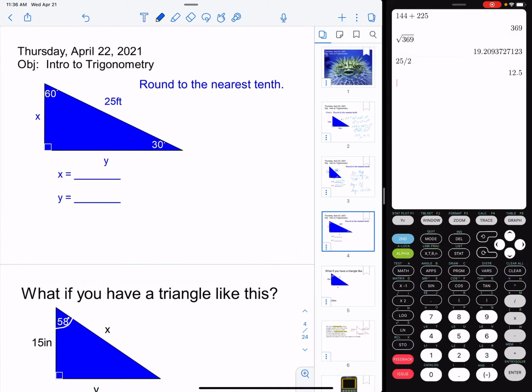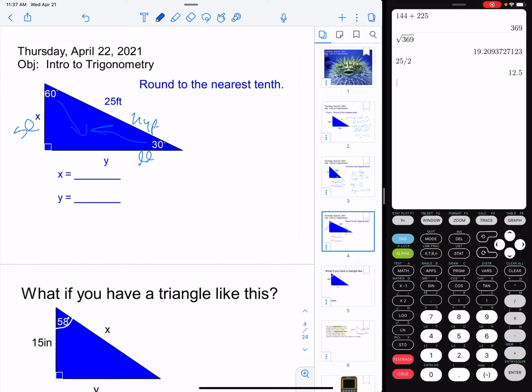Now, we also talked about a 30-60-90. I'm not going to write the ratios of this one because there are four of them, but we'll discuss them. We found out that in a 30-60-90 we have two types of legs. We have a short leg, which is the side opposite the 30 degree angle, and we have a long leg, which is the side opposite the 60 degree angle. And then, of course, we have the hypotenuse.